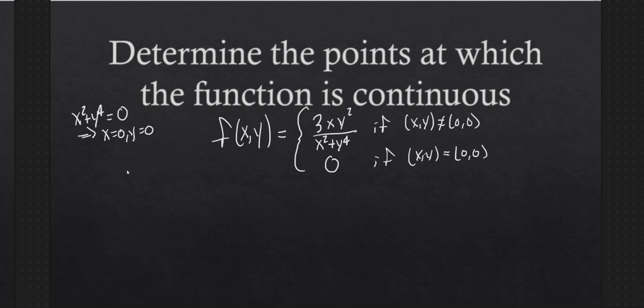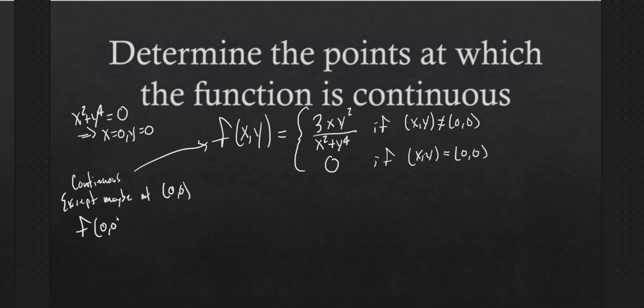And so this function is going to be continuous, except maybe, possibly, at the origin, right? That's the point where we've taken that piece and we've defined the function to be 0 there. So we know one, f of (0,0), by how our function is defined, is 0. And so our next step is we need to now compute the limit of this function, 3xy squared over x squared plus y to the fourth, as (x,y) goes to the origin.